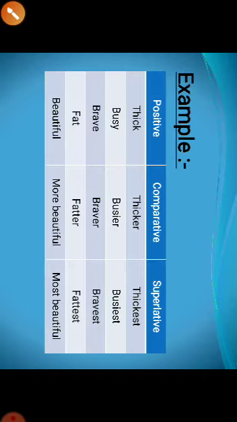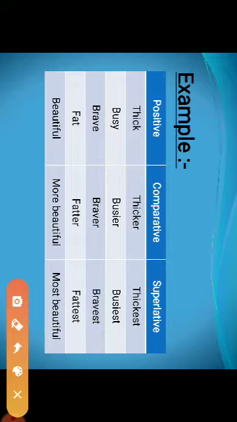Some are confused. Now let me explain you with this example. See, here I have made a small table, and here I have given the comparative and the superlative of these words. Thick, thicker, thickest. Busy, busier, busiest. Brave, braver, bravest. Fat, fatter, fattest. And the last one is beautiful. Now can we add here er and est at the last of beautiful? No. So we have to add here more beautiful and most beautiful. Okay. Now you have understood?